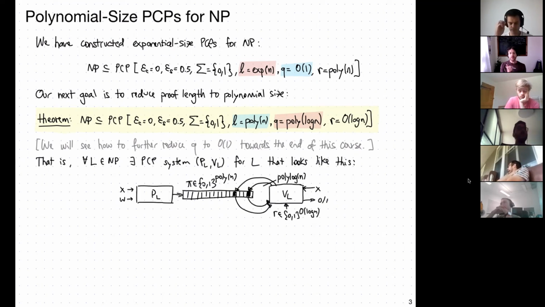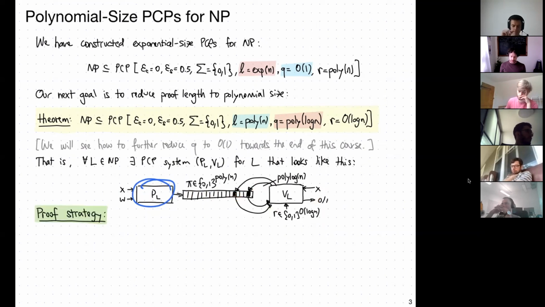And recall that what we'll do is, again, look at the PCP setting. We'll have the prover. The prover will send a proof of poly size. We will make a polylog number of queries, which is really tiny with respect to the size of the proof. And then we'll answer.